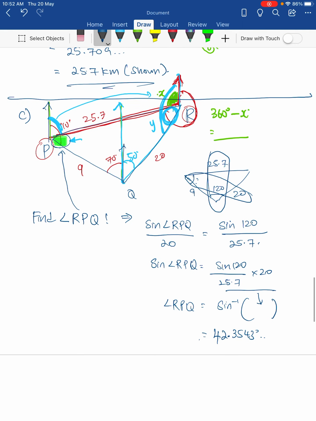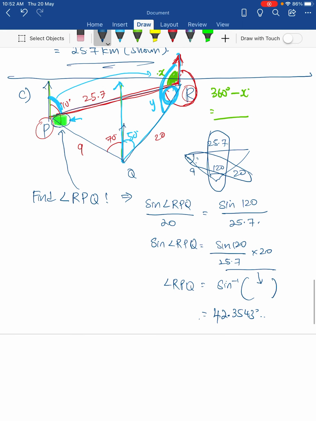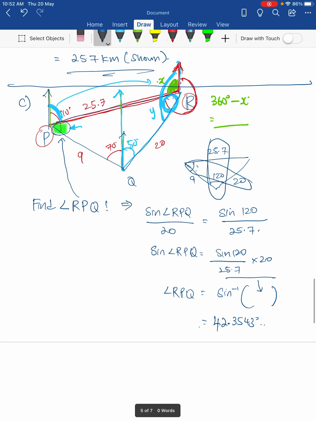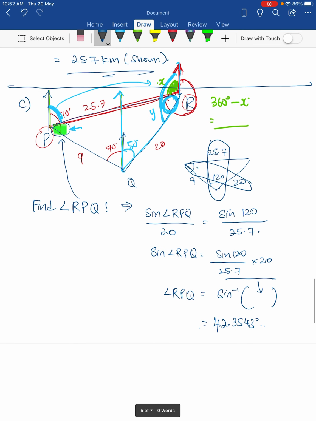Once you got that, next we need to use, let me just confirm the score. So sine inverse of sine 120 in brackets divided by 25.7 times 20. Oh, 42 point. I have a slightly different value for some reason.